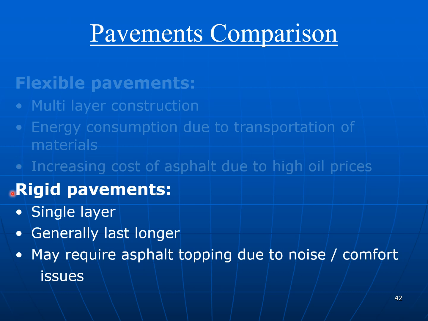And in case of rigid pavements, we are having a single layer usually, that is the concrete slab at the top, and as far as the life is concerned, it generally lasts longer and may require asphalt topping due to noise or comfort issues. Well, keep in mind that our first choice is always the flexible pavement. But if the flexible pavement is not suitable at one particular site, then we can opt for rigid pavements, because the rigid pavement option is very expensive.